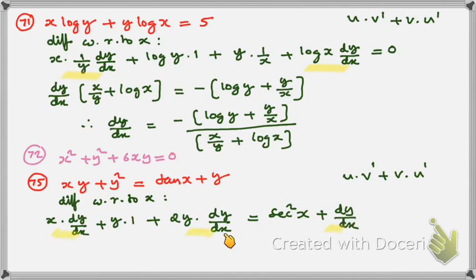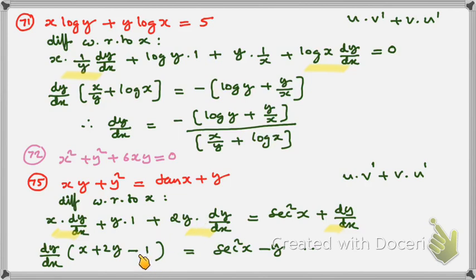Now you can see that dy by dx is in 3 places. So collect all the dy by dx terms together. So dy by dx into the balance, which is x here plus 2y here, and since I brought dy by dx to the left side, it is minus 1 minus dy by dx. I took dy by dx out, so minus 1 is equal to, you have sec square of x plus y on the right side, and this plus y, I put it on the other side as minus y. Therefore, dy by dx will be, I will divide it. So dy by dx is equal to sec square of x plus y, minus y, upon x plus 2y minus 1.